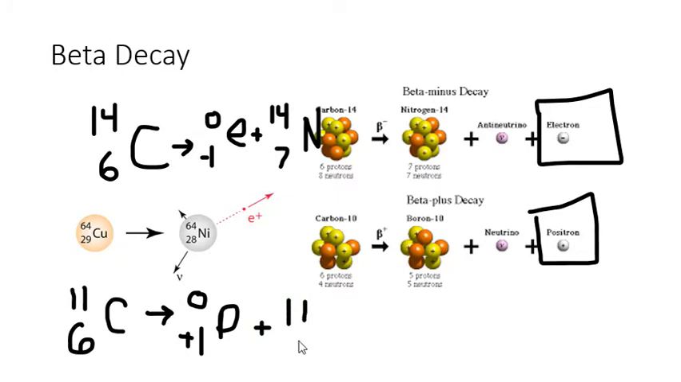But now it has a positive charge left, which means it has one less positive charge, so now it's going to be 5. And if carbon 11 goes through beta plus decay, it is now going to turn into boron 11. So these are two examples of beta decay. We have beta minus decay, we have beta plus decay. And again, we want to see the chemical reaction.